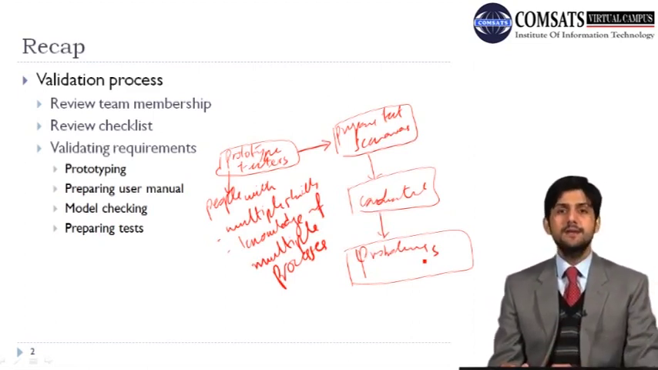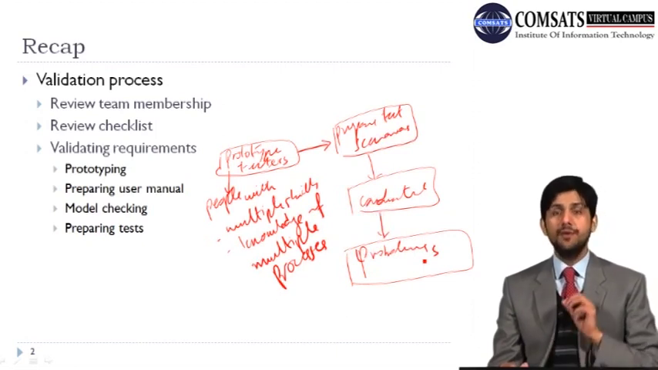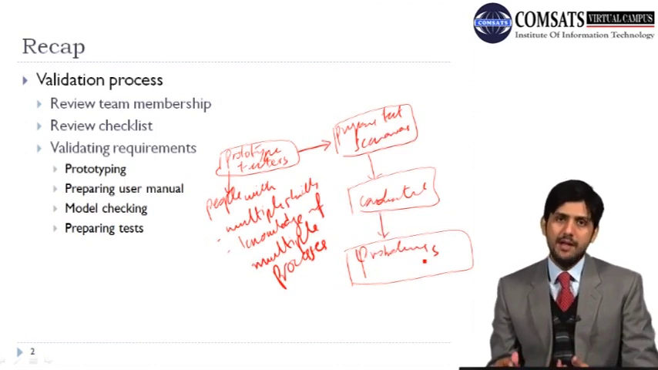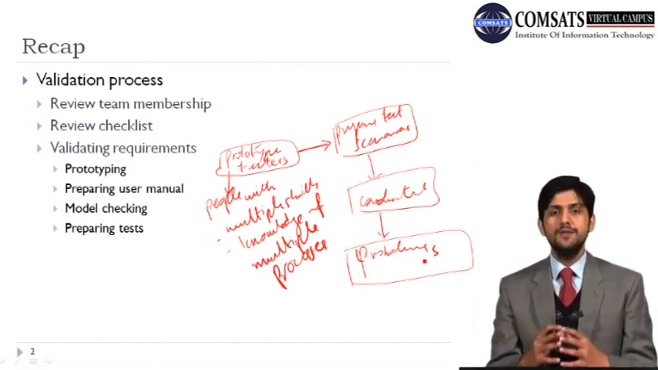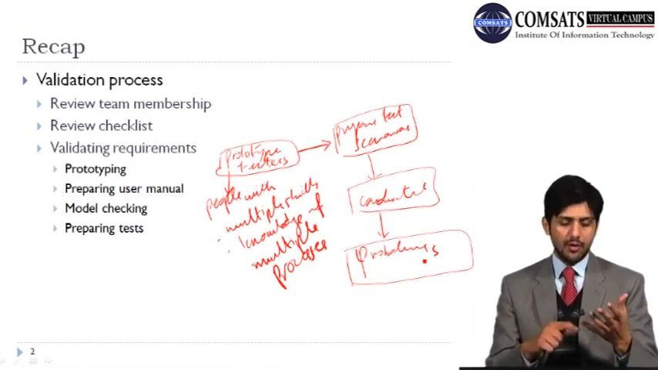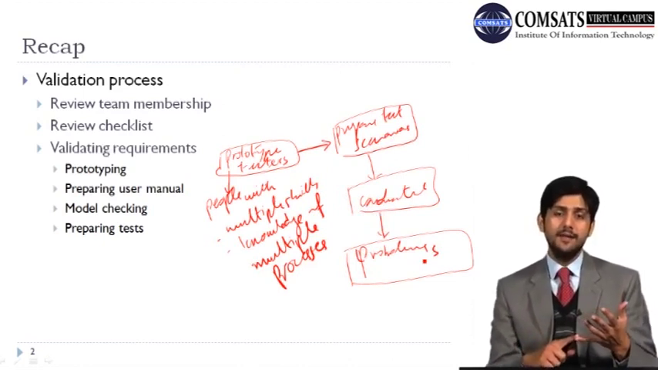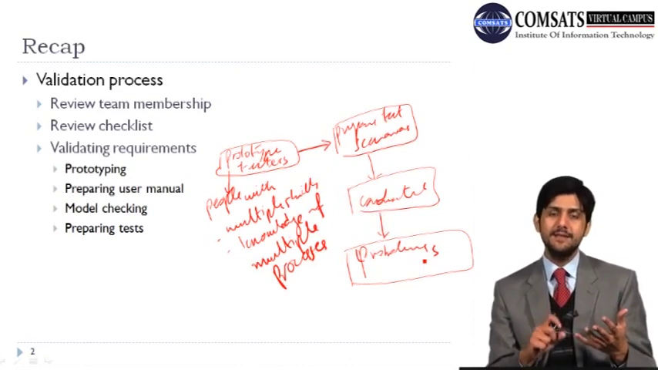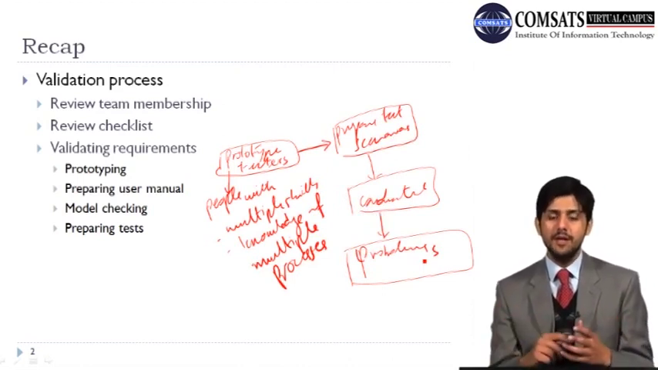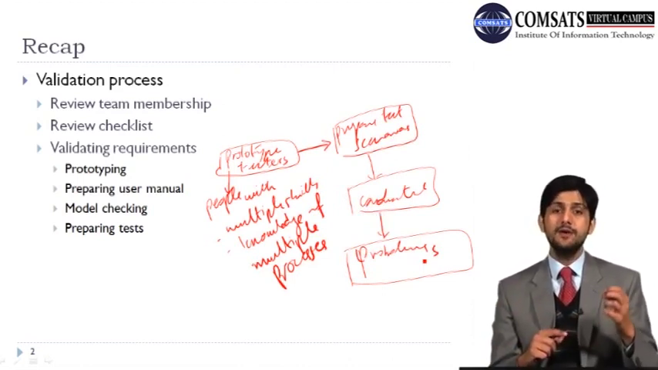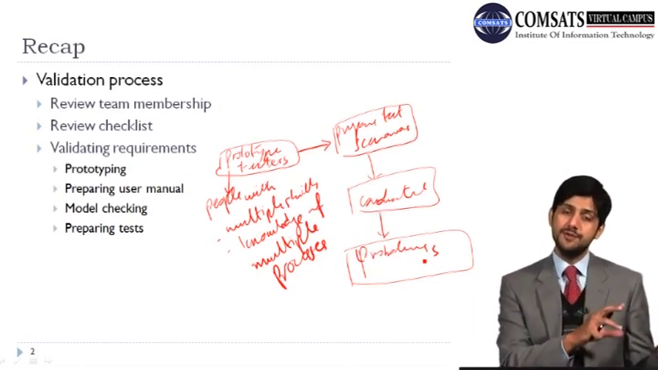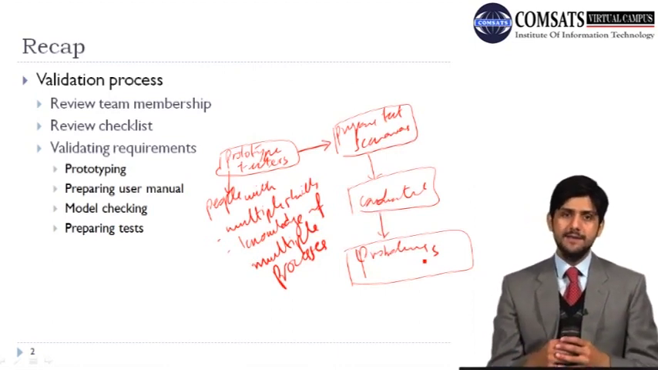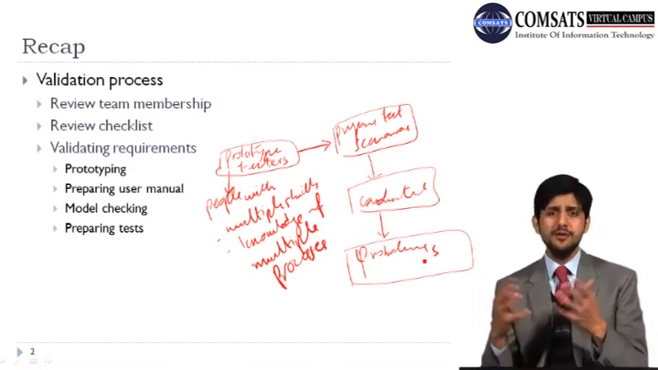Another technique which we discussed, which can be used for validating requirements, was preparation of the user manual. And what sort of things are included? First of all, we need to know what sort of things are included in a user manual. Normally all the functionality or all the services that a system can provide are listed in a user manual. Different sorts of interactions and the behavior of the system based on those interactions from the user are also part of the user manual, and details of the process are also part of the user manual.